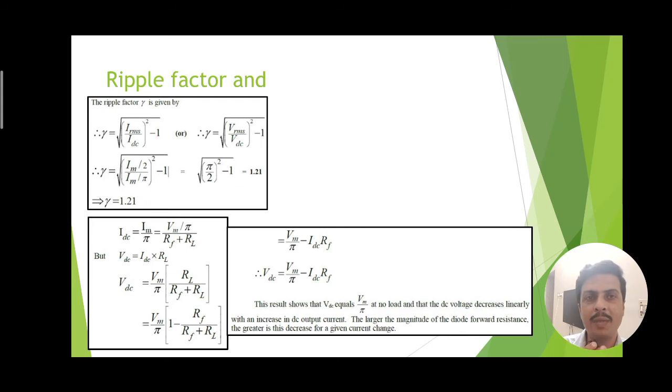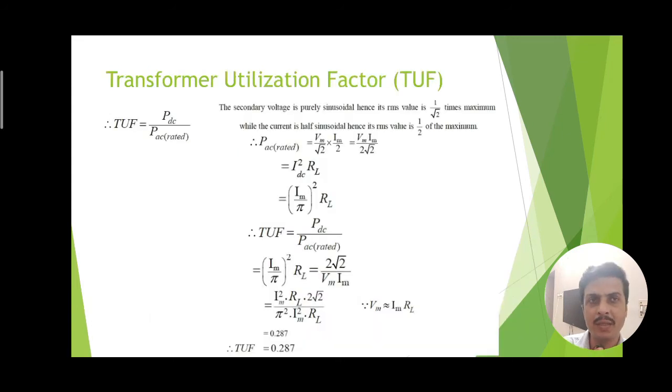The DC current, which is Im by pi, can be written as Vm by pi divided by Rf plus RL. Similarly, DC voltage can be given as the product of the DC current and the load resistance. So these are the important mathematical expressions required for the calculation of the half wave rectifier.